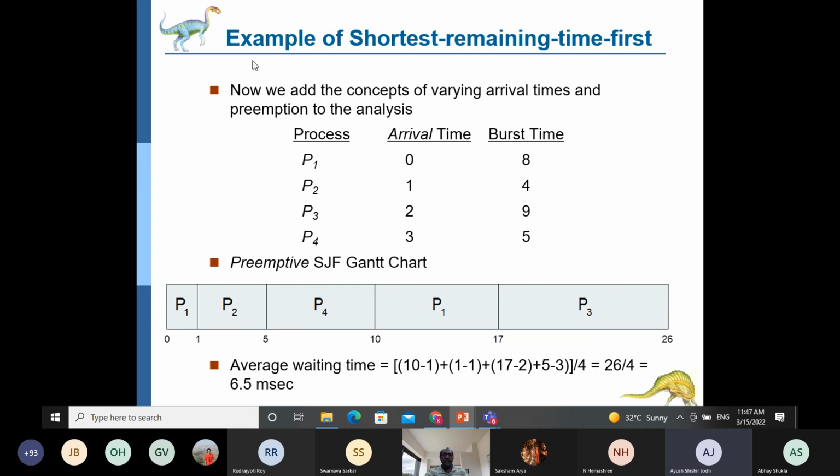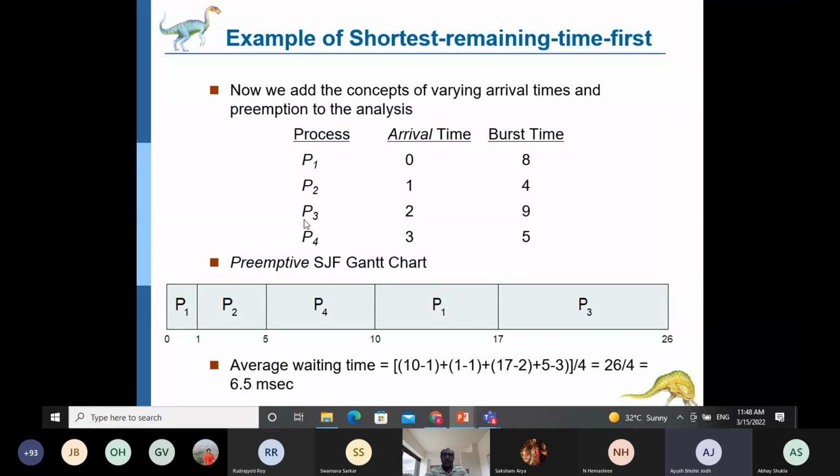Suppose we want to make that a preemptive scheduling algorithm, and that scheduling algorithm can be viewed as shortest remaining time first. Assume these are the four processes and their arrival times are 0, 1, 2, 3. At time instant 0, only one process is available. Then after one time unit, P2 also joins the queue. Now the ready queue contains P1, which is already executing, and P2.